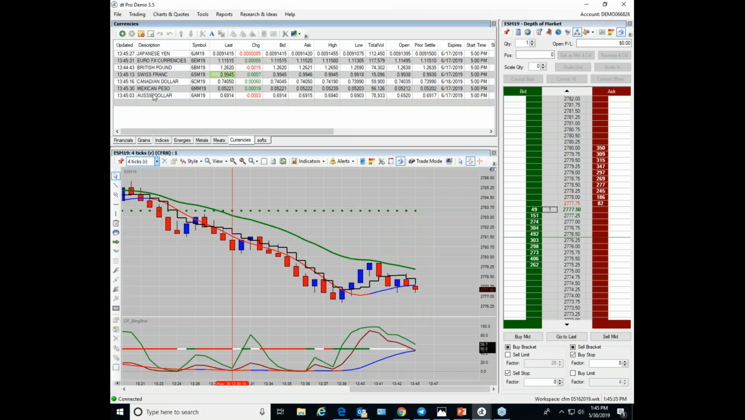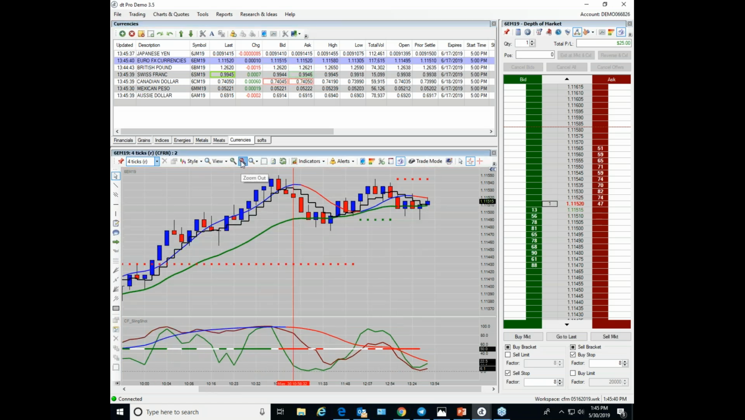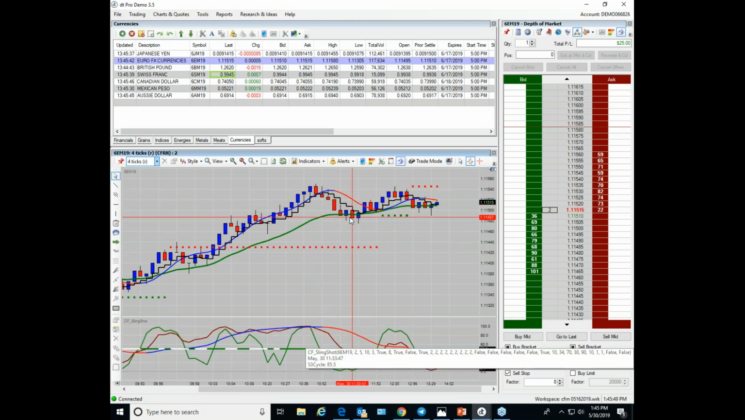Let's go to the currencies. Let's go to the euro because Michael has the euro up a lot of times. Here is a market that is trading sideways. No higher highs.